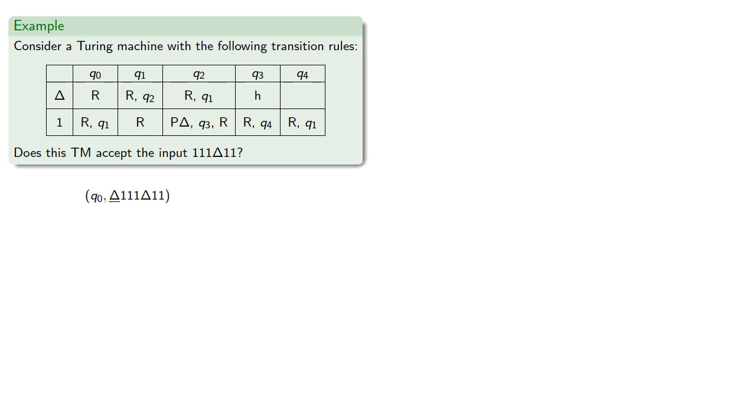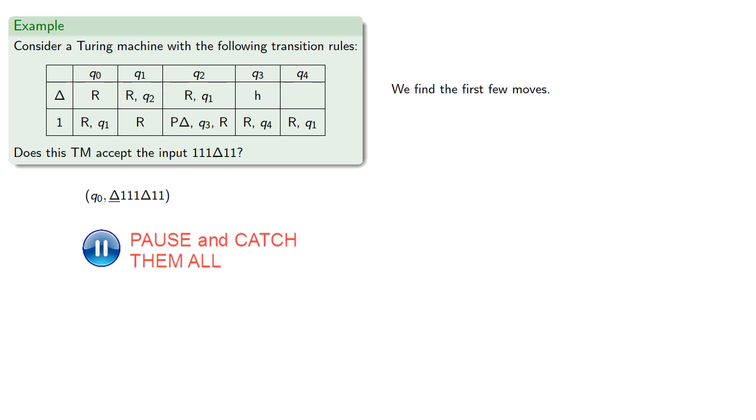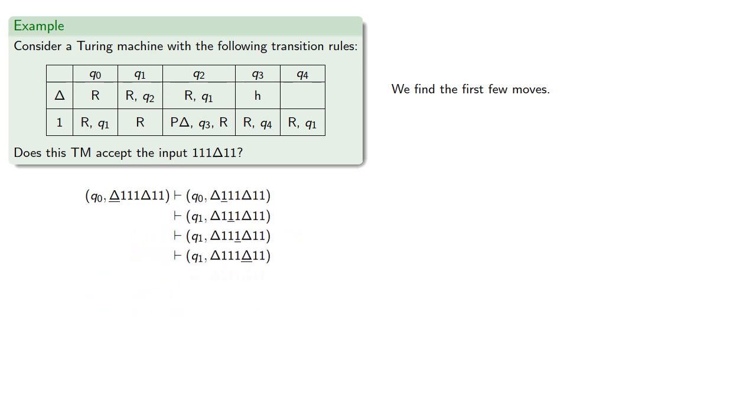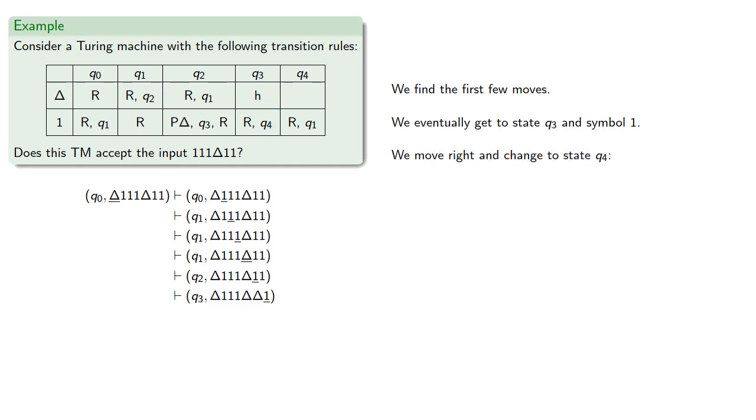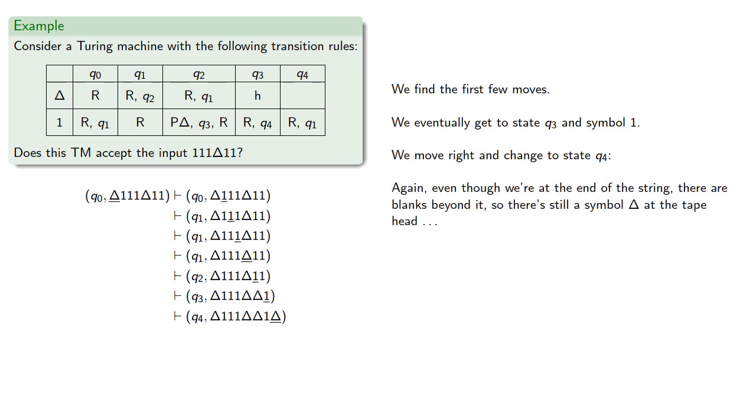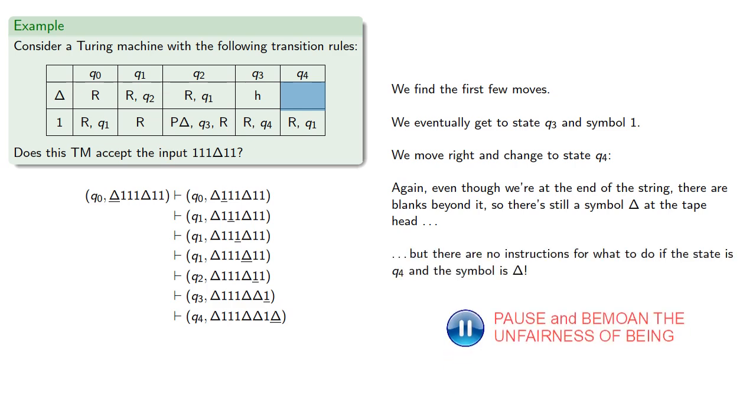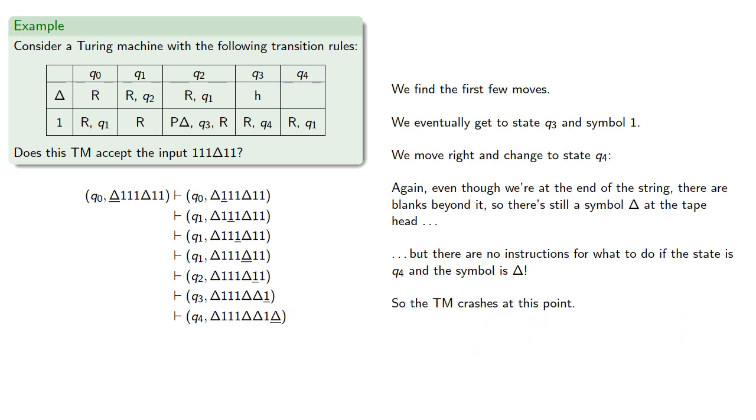What if we consider a slightly different input? We find the first few moves. Eventually we get to state Q3 and symbol 1, so we move right and change to state Q4. Again, even though we're at the end of the string, there are blanks beyond it, so there's still a symbol blank at the tape head. But there are no instructions for what to do if the state is Q4 and the symbol is blank. So the Turing machine crashes at this point.